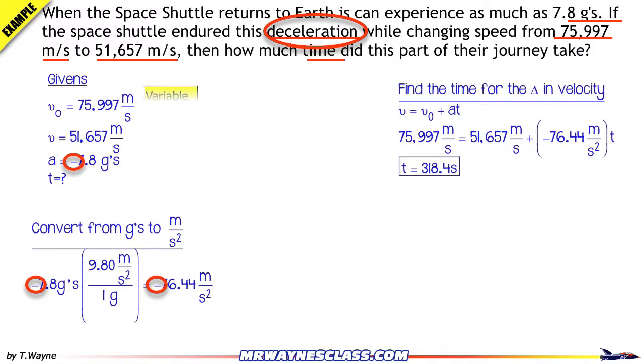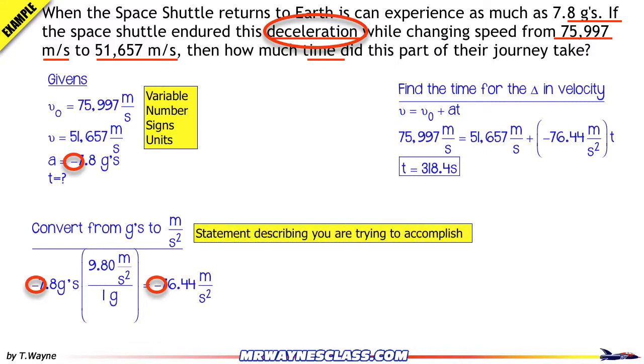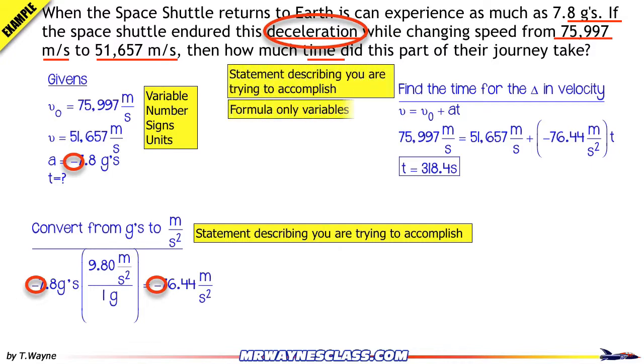Alright. So if I was grading this, what am I looking for? In my list of givens, I'm looking for a variable name, numbers, signs, and units in all the givens. That's what I'm always looking for in all the givens the entire year. Okay, that's part of the communications process. So I need to see that you're able to understand what's in the problem and show me you understand what's in the problem. Next, I have this twice actually, a statement describing what you're trying to accomplish. So convert from Gs to meters per second squared and find the time for the change in velocity. Those two are the statements describing what I'm trying to accomplish. You can see it appears twice.